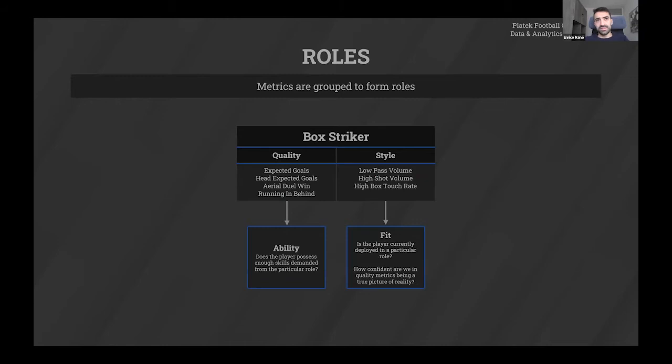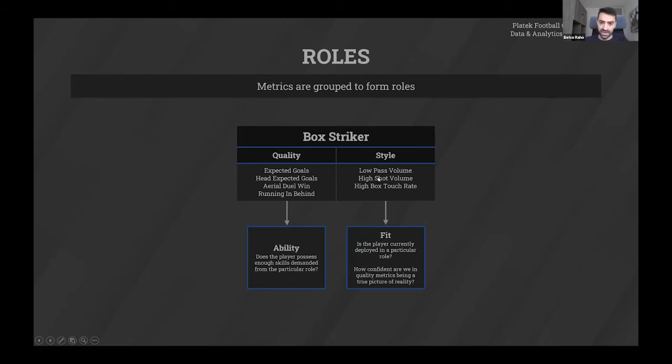So we made a clear split between style of play and outcome of actions, and we used these two things to create roles. For example, here we have created the role box striker. What do we want a box striker to do in terms of style? We want a low pass volume because we don't want him to drop deep and combine with his teammates. Now he has to be in the area always, ready to get on the end of chances and to score goals.